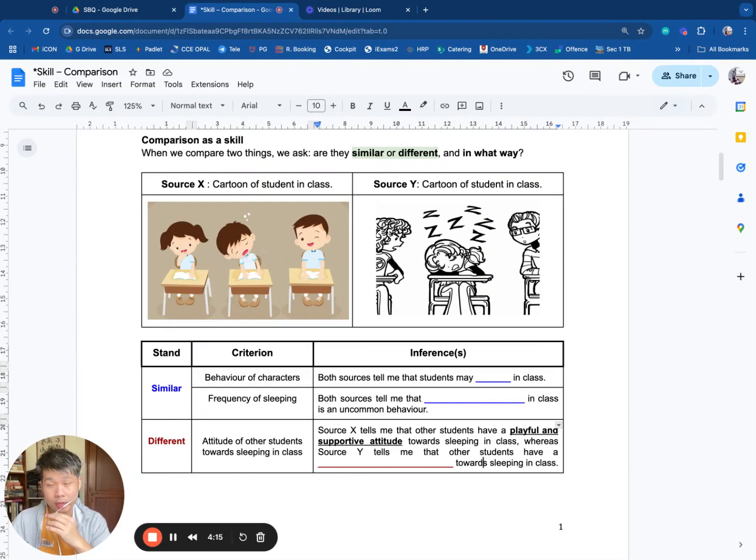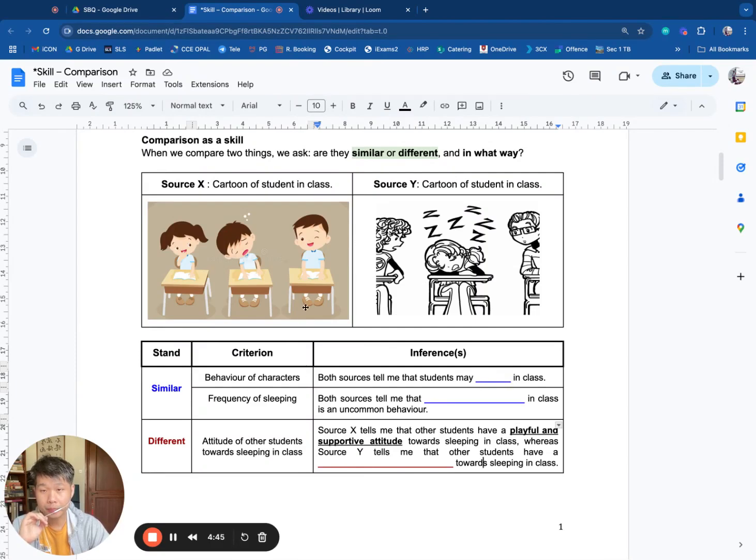And that is progress, making a mistake and learning from that mistake. In this case, if I were to look at these two pictures, I think it's quite evident that there are 3 students and one of them is sleeping in class. That seems to be something the two cartoons have in common. Yet the response of the classmates in source X and source Y seem to be slightly different. They seem to contrast. Let's try to respond to this comparison using the table here.